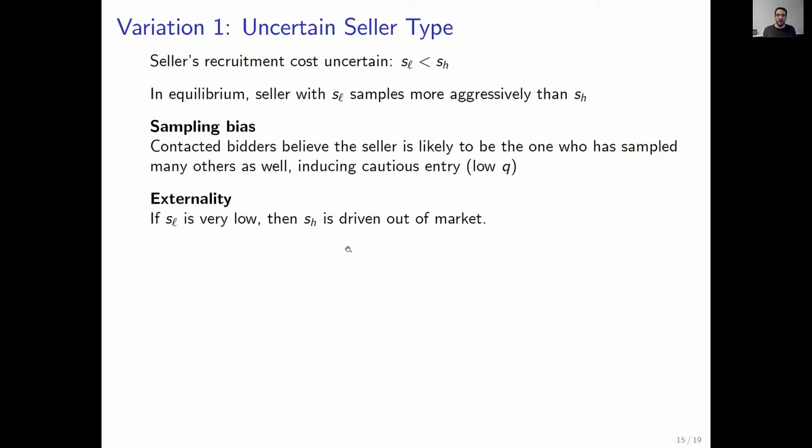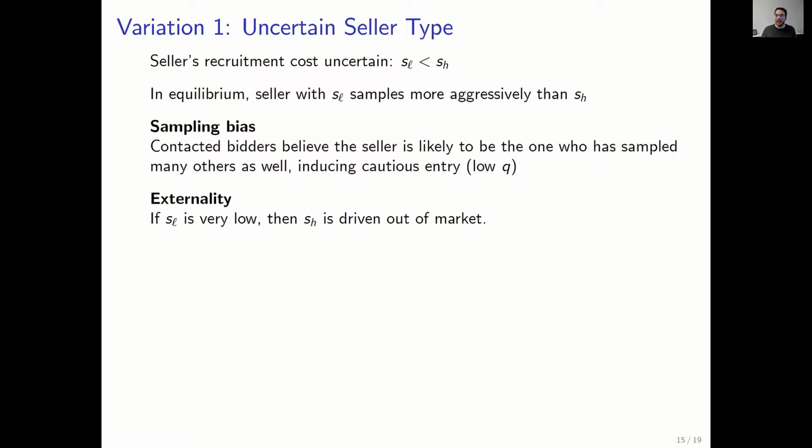So what this means is that, for example, if SL is very low, such a seller would recruit many bidders. So the bidders would be very cautious to enter. And if the bidders are very cautious to enter, actually the type who has a high sampling cost may not be able to recover his or her sampling cost and may be driven out of the market.